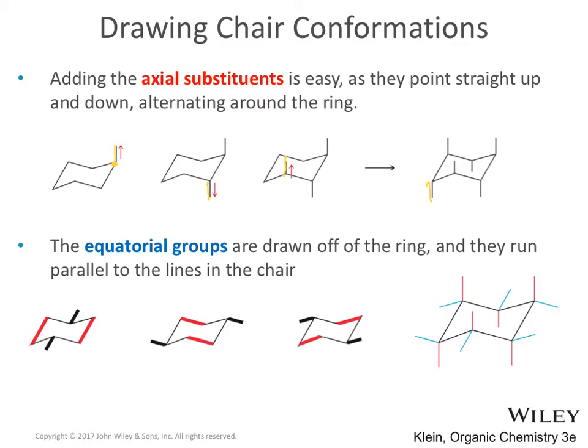Then after you have the axial substituents drawn, you want to draw in the equatorial groups. Those are a little harder to draw. They're drawn off the ring and they run parallel to the lines in the chair. So on the carbon that you had the axial up, now you're going to have an equatorial down. Then on the next carbon where you had an axial down, you have a bond that's equatorial up. So notice the angle here is slightly down, the angle here is slightly up. So every carbon has an axial and an equatorial substituent, and if one is up, the other substituent is down.